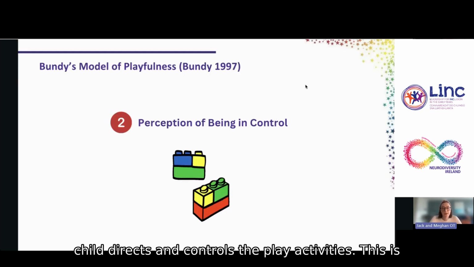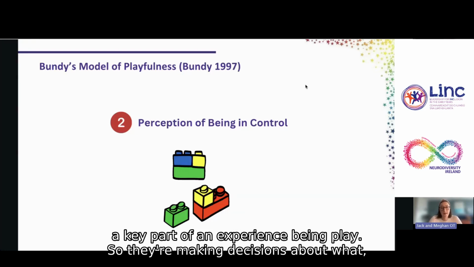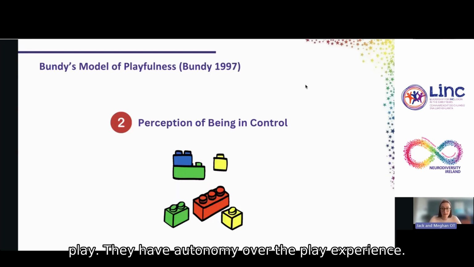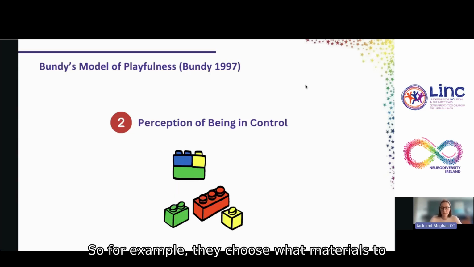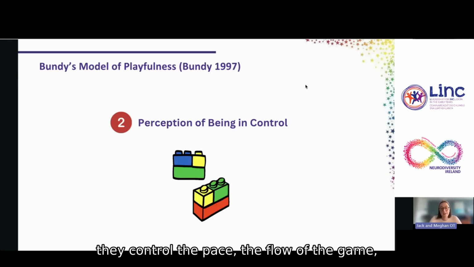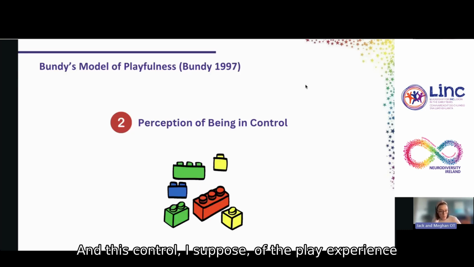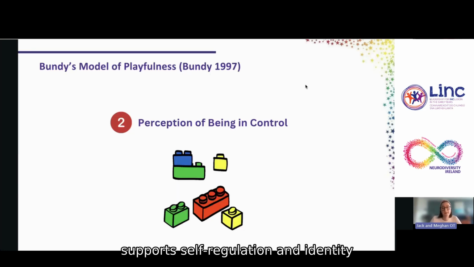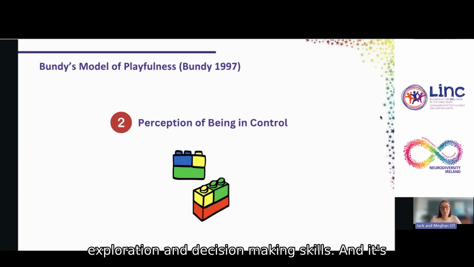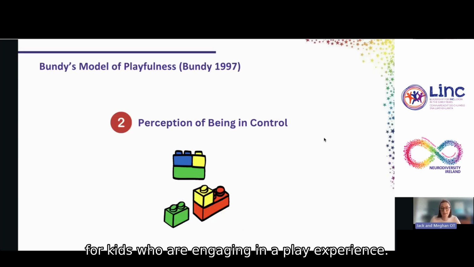And then perception of control. This is where the child directs and controls the play activities. This is a key part of an experience being play. They're making decisions about what, how, and with whom to play. They have autonomy over the play experience. For example, they choose what materials to engage with and how to use them in the form of play. It doesn't matter what those materials are. They control the pace and the flow of the game. They define the boundaries of the game and the play. This control supports self-regulation, identity exploration, and decision-making skills. It's a really important part, as we know, for kids who are engaging in a play experience.